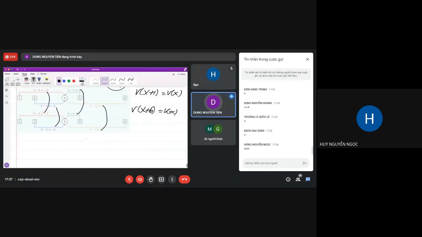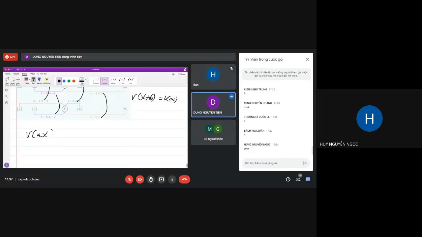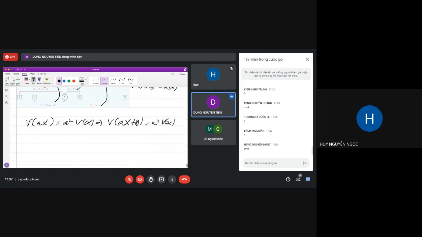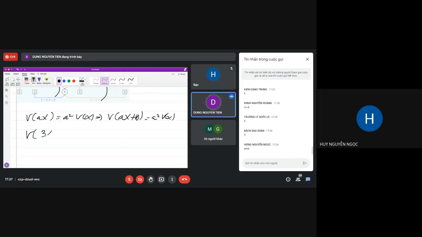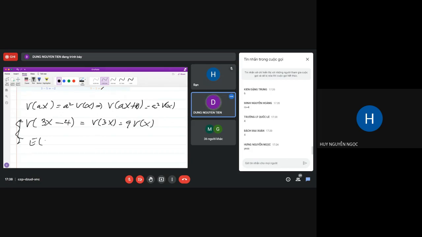And you can also prove that the variance of aX is a squared times the variance of X. Then you can conclude that the variance of aX plus b is simply a squared times the variance of X. For example, the variance of 3X minus 4 is the variance of 3X, and that is 9 times the variance of X. While the mean value of 3X minus 4 is 3 times the mean of X minus 4. Do you understand that?